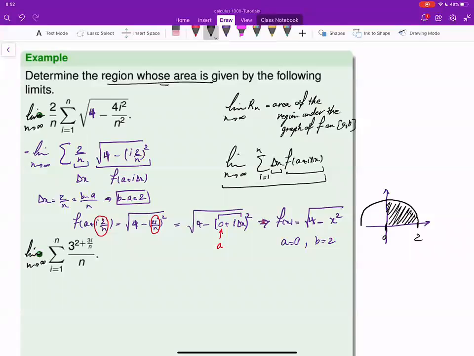I don't know why I feel very down with this example. Let me stop this one here.